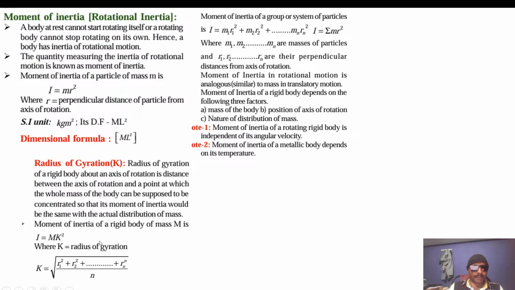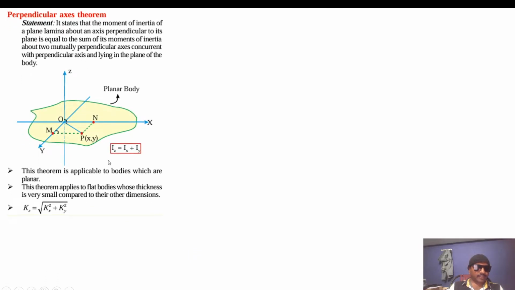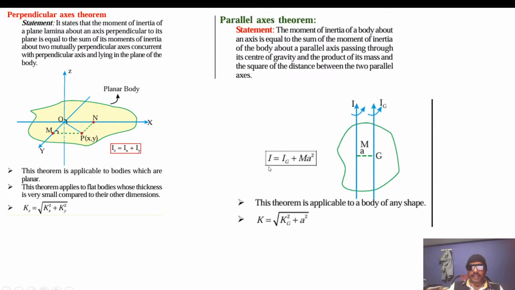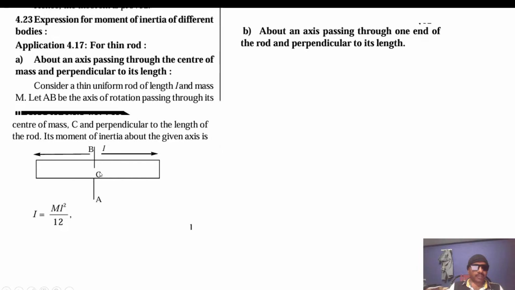So radius of gyration k equals root of (r1 square plus r2 square and so on up to rn square) by n. Perpendicular axis theorem: Iz equals Ix plus Iy. Parallel axis theorem: I equals Ic plus Ma square. So this is Ic or Ig, and this is Ma square, where a is the distance. Okay.